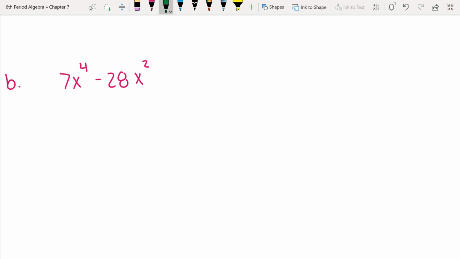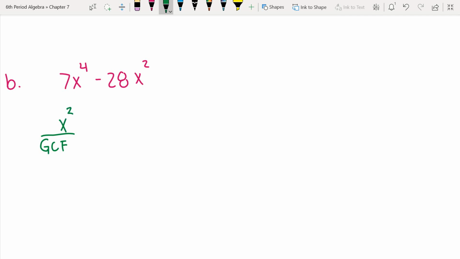So first thing you do is check, is there a GCF? Is there a greatest common factor? Now again, I will be extremely clear when I label this. I see both terms have a variable, which means a variable is part of my GCF. I then look for what is the variable that has the smallest exponent. That is x squared. That means x squared is part of my GCF.